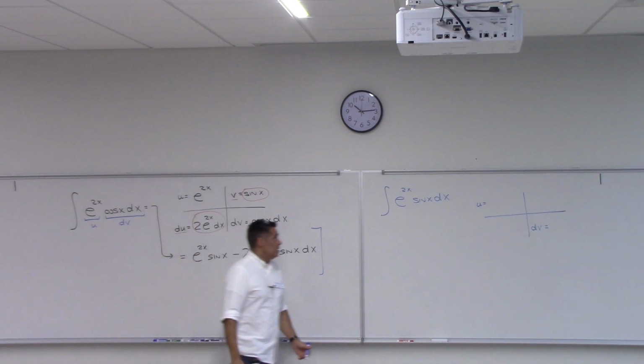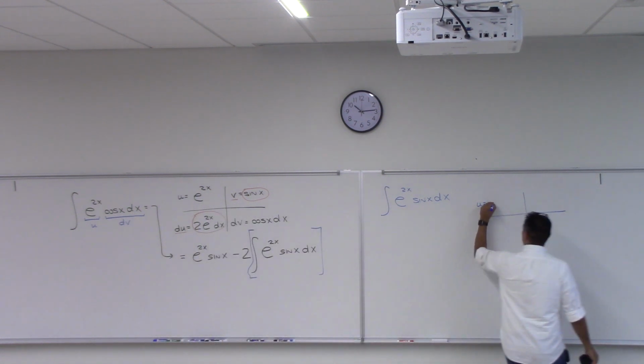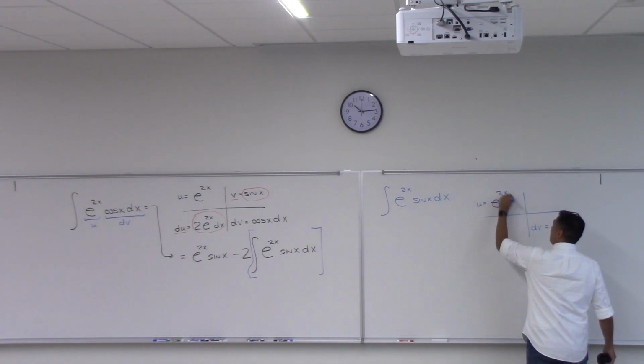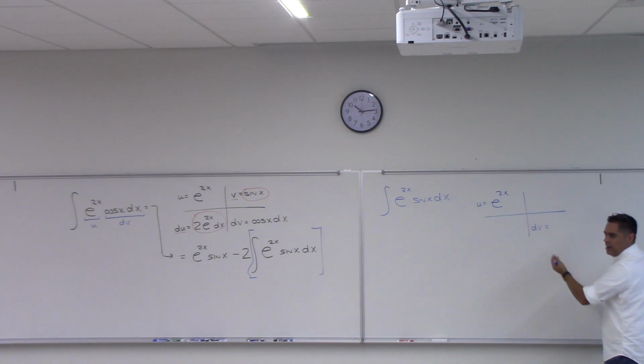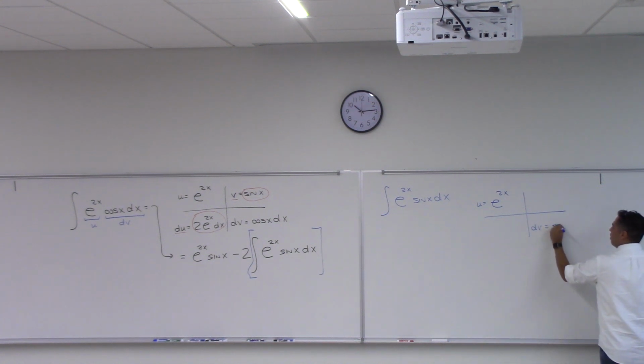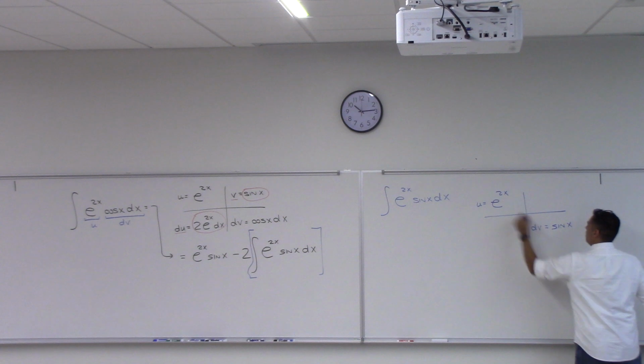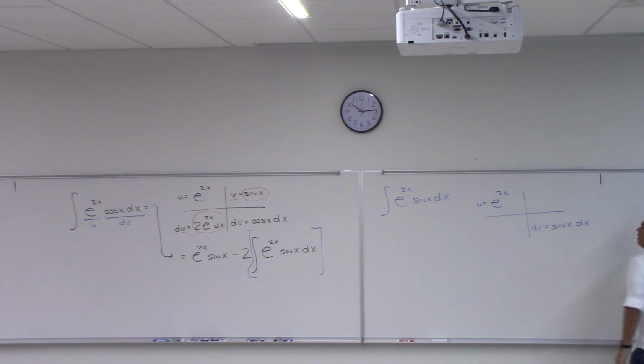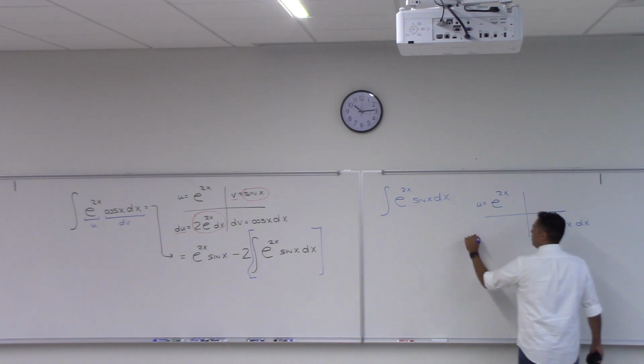So I'm going to do u as e to the 2x. Now the only way you know that is because I'm telling you that, right? Like you would have to try that yourself to see that it wouldn't work if you put the sine x here. There we go. That's what I'm going to do. Now let's just crank this out and see what happens.